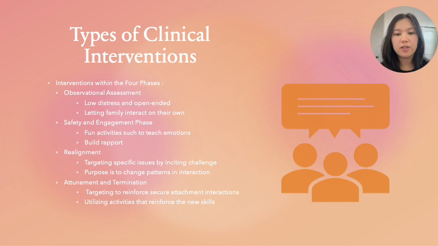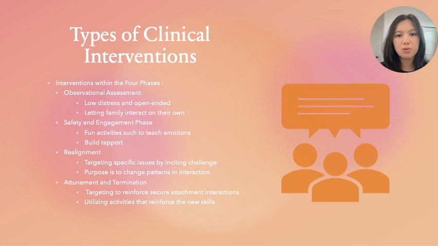So for the types of interventions, it does go back to the four phases. In the observational assessment phase, the intervention that we'll be doing is just giving them low stress and open-ended play therapy so we could observe and watch patterns of interaction and watch the parent family structure to form a hypothesis.